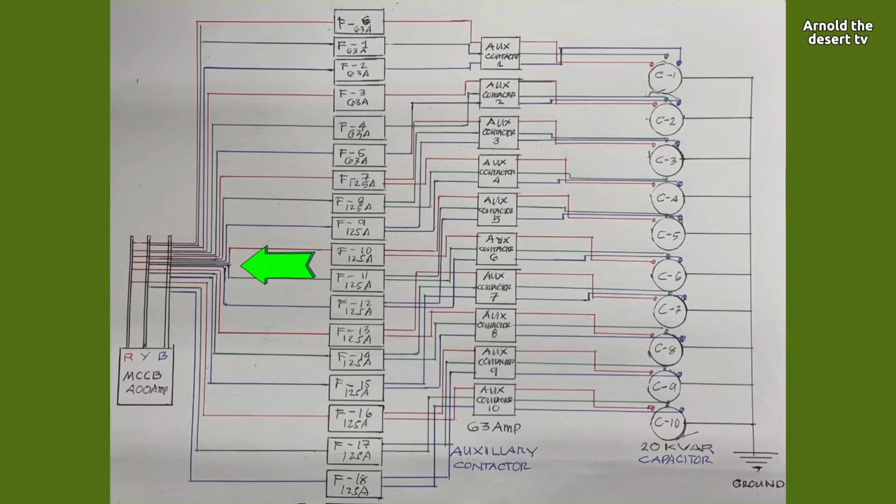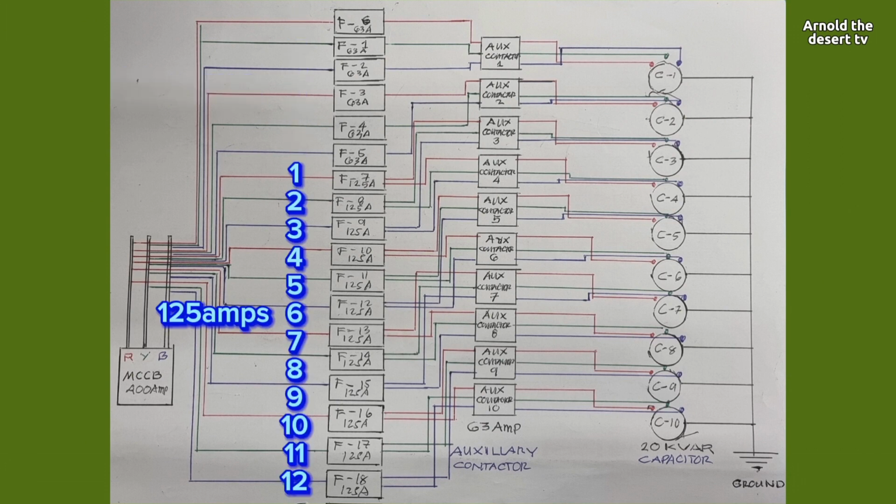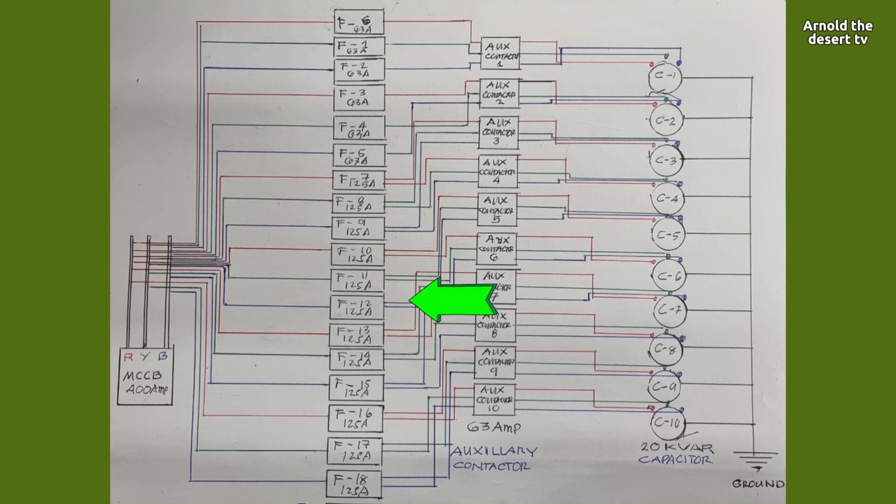As you can see, the fuse is connected to the phases: red, green, and blue. The above 6 fuses are 63 amps, below are 125 amps. This is because the fuse has a double output wire connected to the auxiliary contactor with a power of 63 amps each. From the auxiliary contactor, the output is connected to the 3-phase capacitor with a power of 20 kVAr each, and the body of the capacitor is connected to the earth and ground.